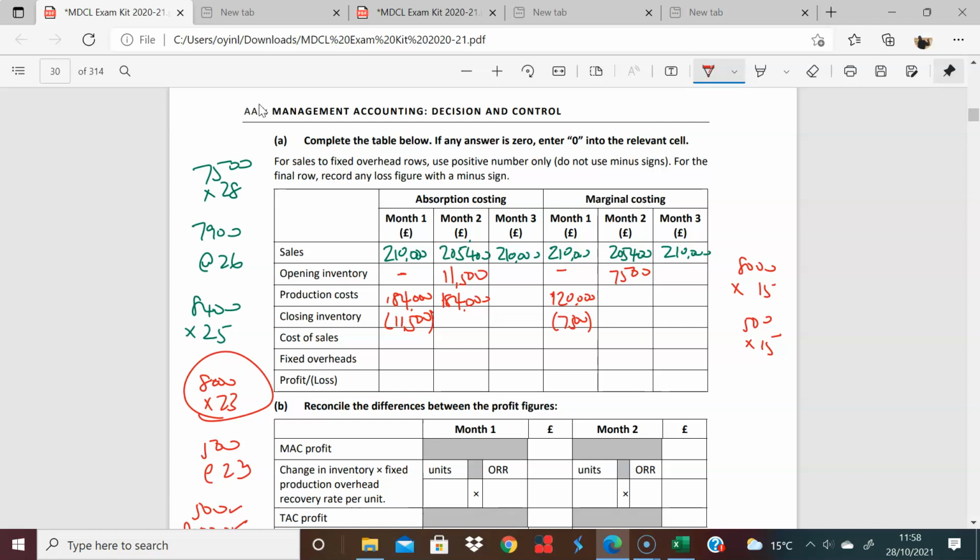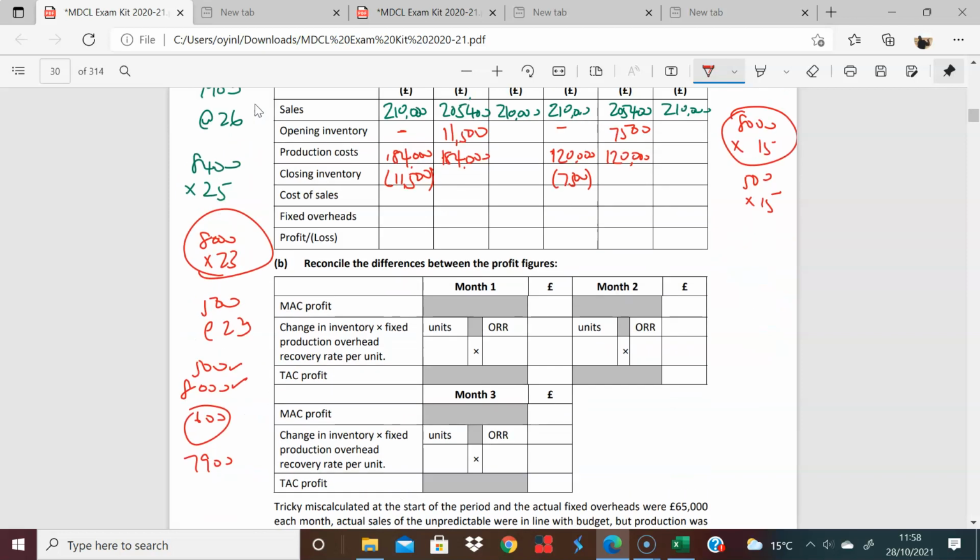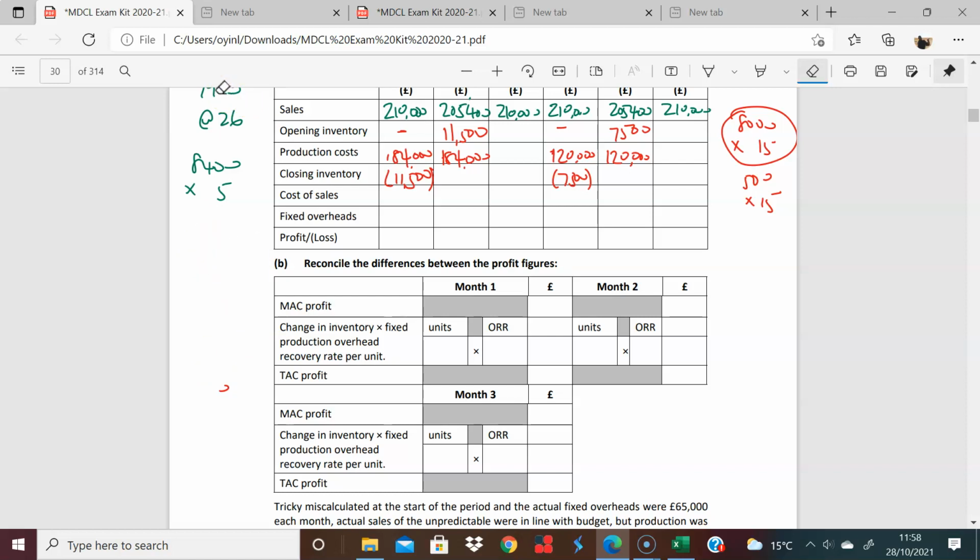Now, in exactly the same way, this cost here would have been 120,000, wouldn't it? Because that is your 8,000 units that you've produced at £15. It's the same thing. But now we have a situation where we have 600 units left. So our closing inventory of 600 units is just different. It is 600 units at £23, but it's also 600 units at £15.